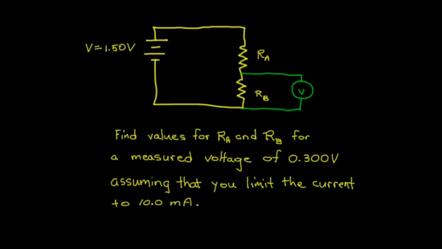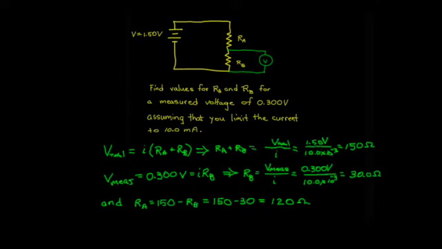Now you should be able to try one of these on your own. Pause the video and calculate suitable values for RA and RB. Here you can check your answers with the values that I get.